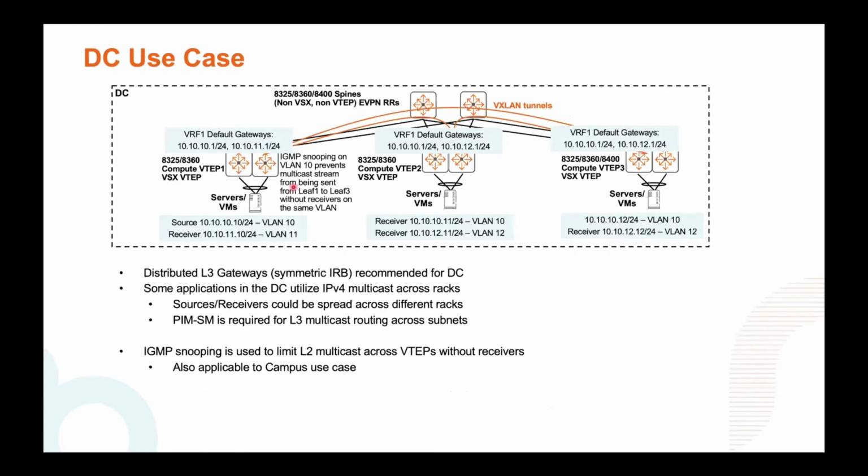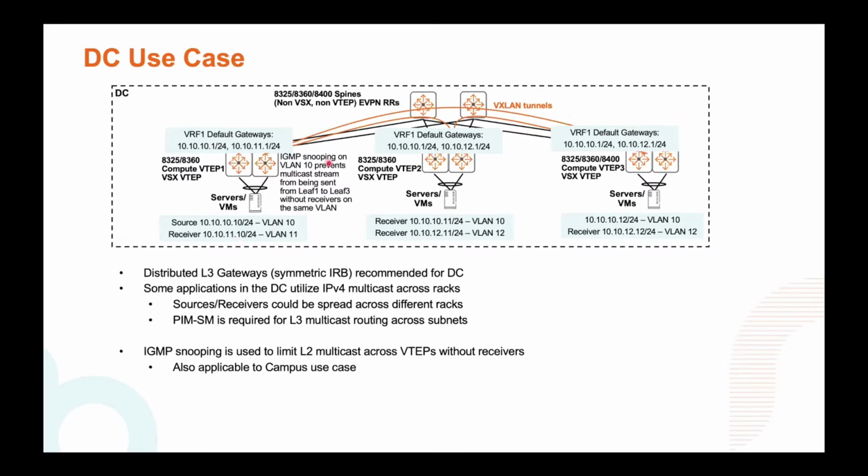Data center, same thing, different racks. We support both layer 2 and layer 3 multicast across the racks. So source here, subnet 10, you could have receivers on 12 or even subnet 10 as well, or even 11.